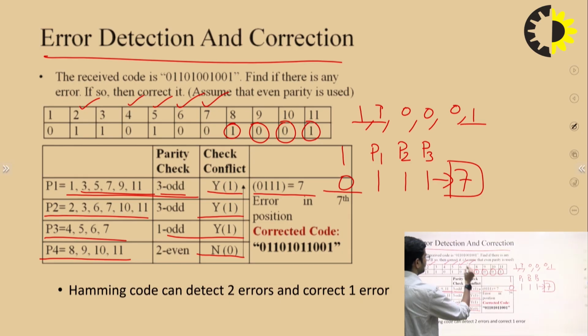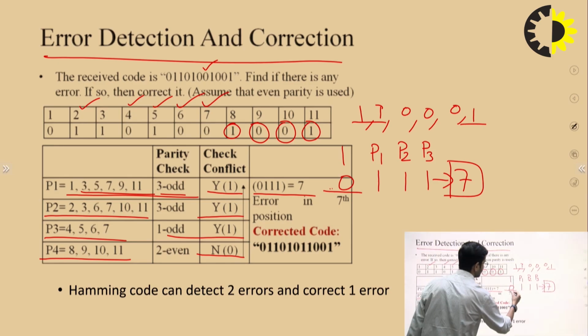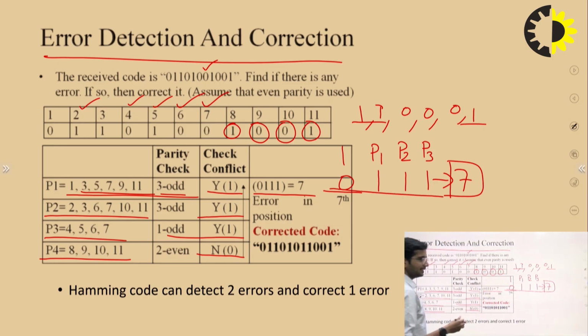So what is the 7th bit in the message signal? 1, 2, 3, 4, 5, 6, 7. That means this 0 should be replaced by a 1, because this code gives us a 7. That means at the 7th place there is an error. So 1, 2, 3, 4, 5, 6, 7. Earlier it was 0, but to correct the code we have to replace it by 1. So this is the corrected form of the transmitted signal. That's how we detect and correct the error in a transmitted signal by using Hamming codes.